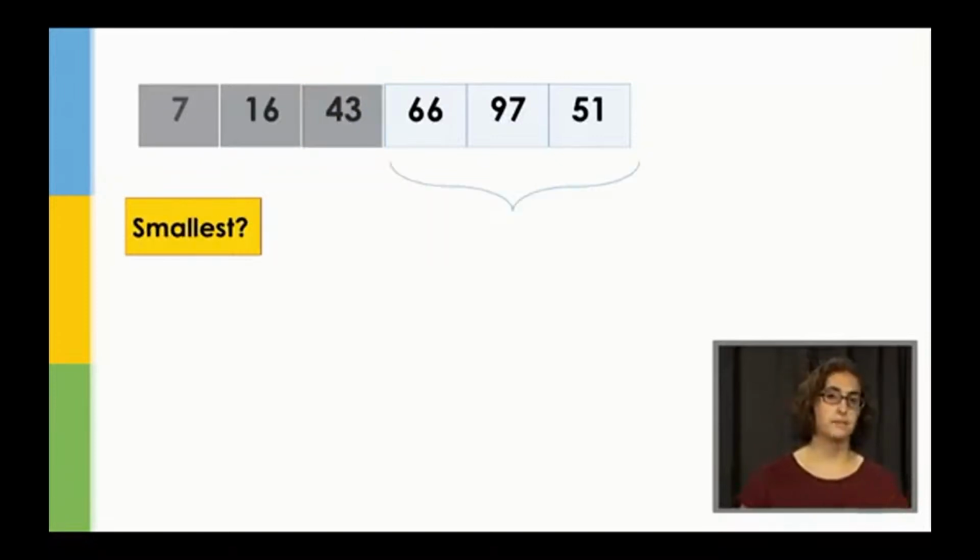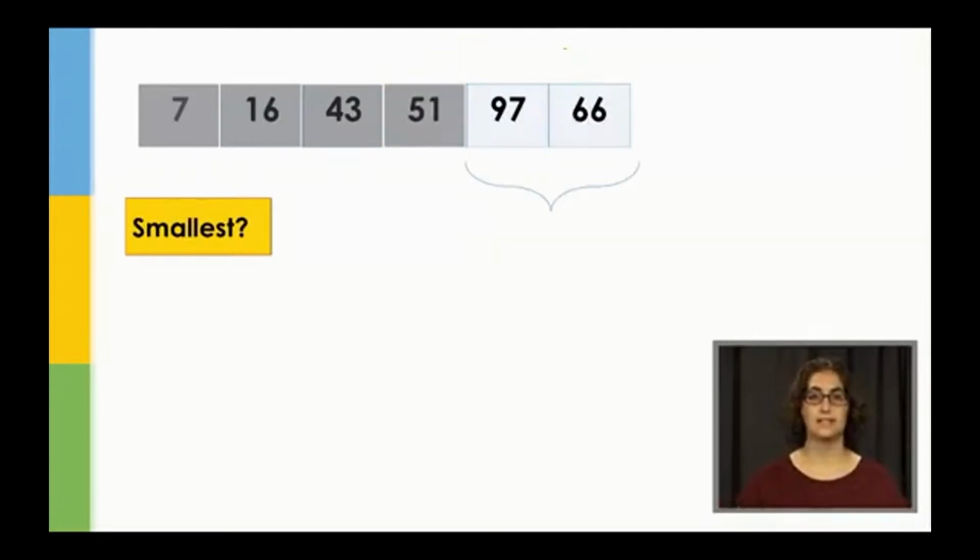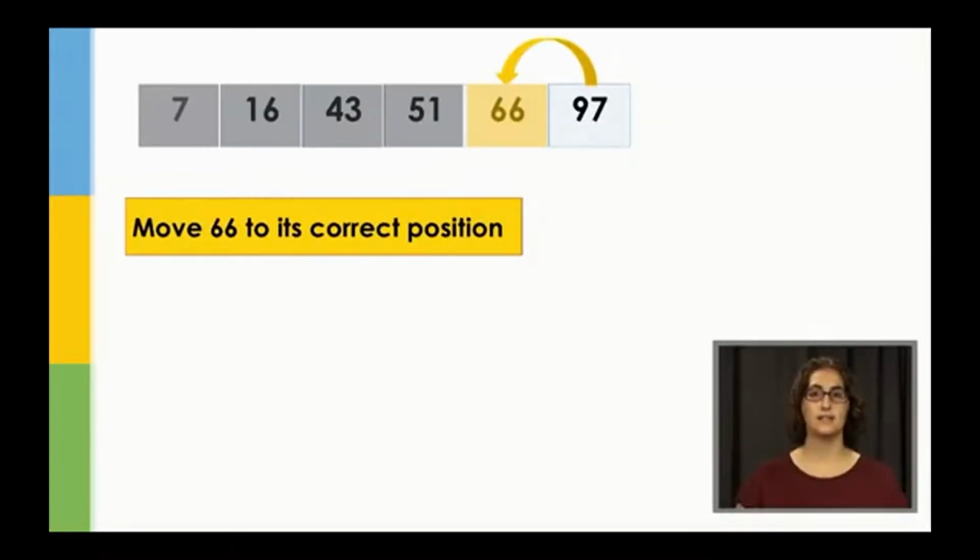We don't think about it anymore, and we move on to look at the remaining 3 elements, look for their smallest, 51, and now we move 51 to its correct location where it's going to be once the array is sorted, and so we have to swap it with 66. Go ahead and do that, and now 51 is done, and it's in its correct location. We don't need to think about it ever again. And we look at the remaining 2 elements, look for the smallest among those, that's 66, swap it, and now we're actually done.